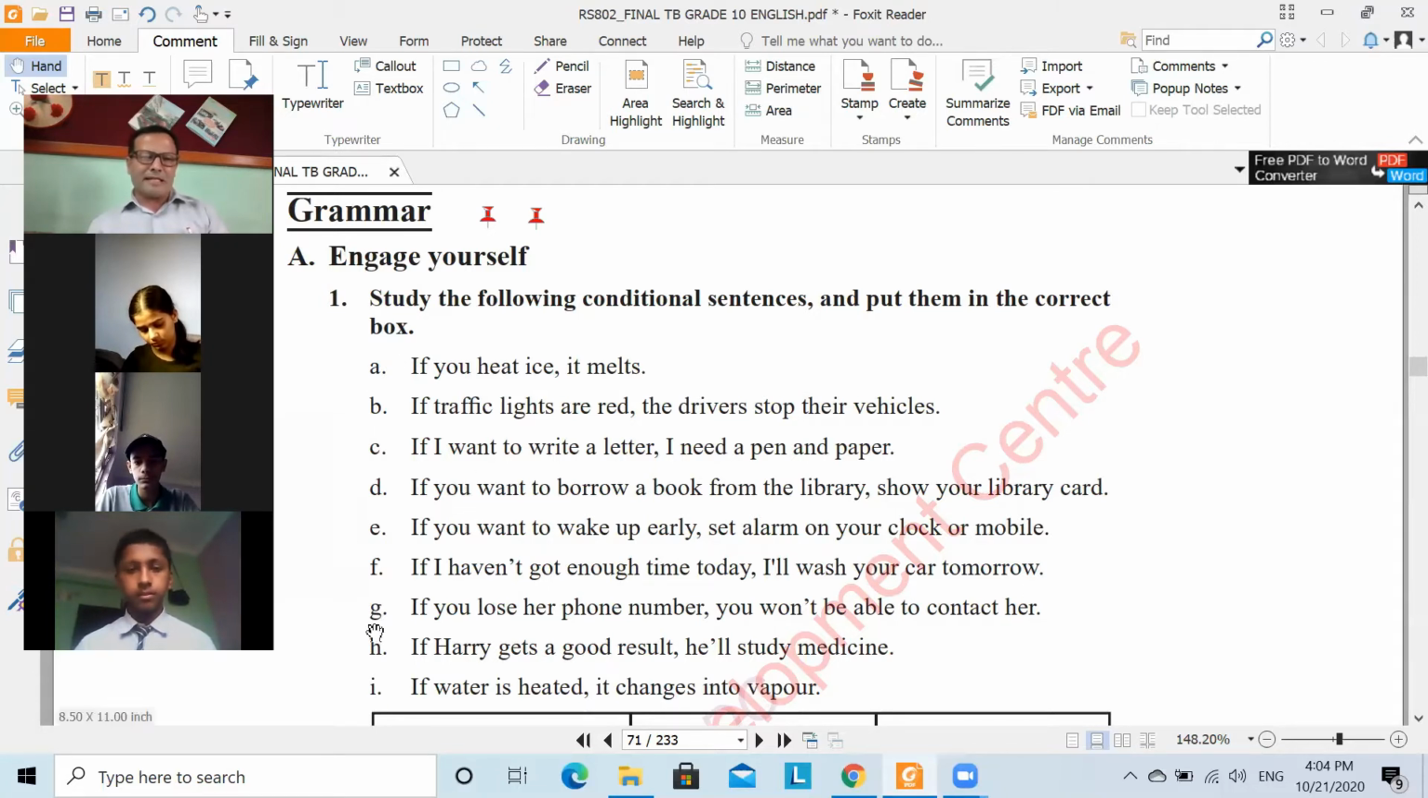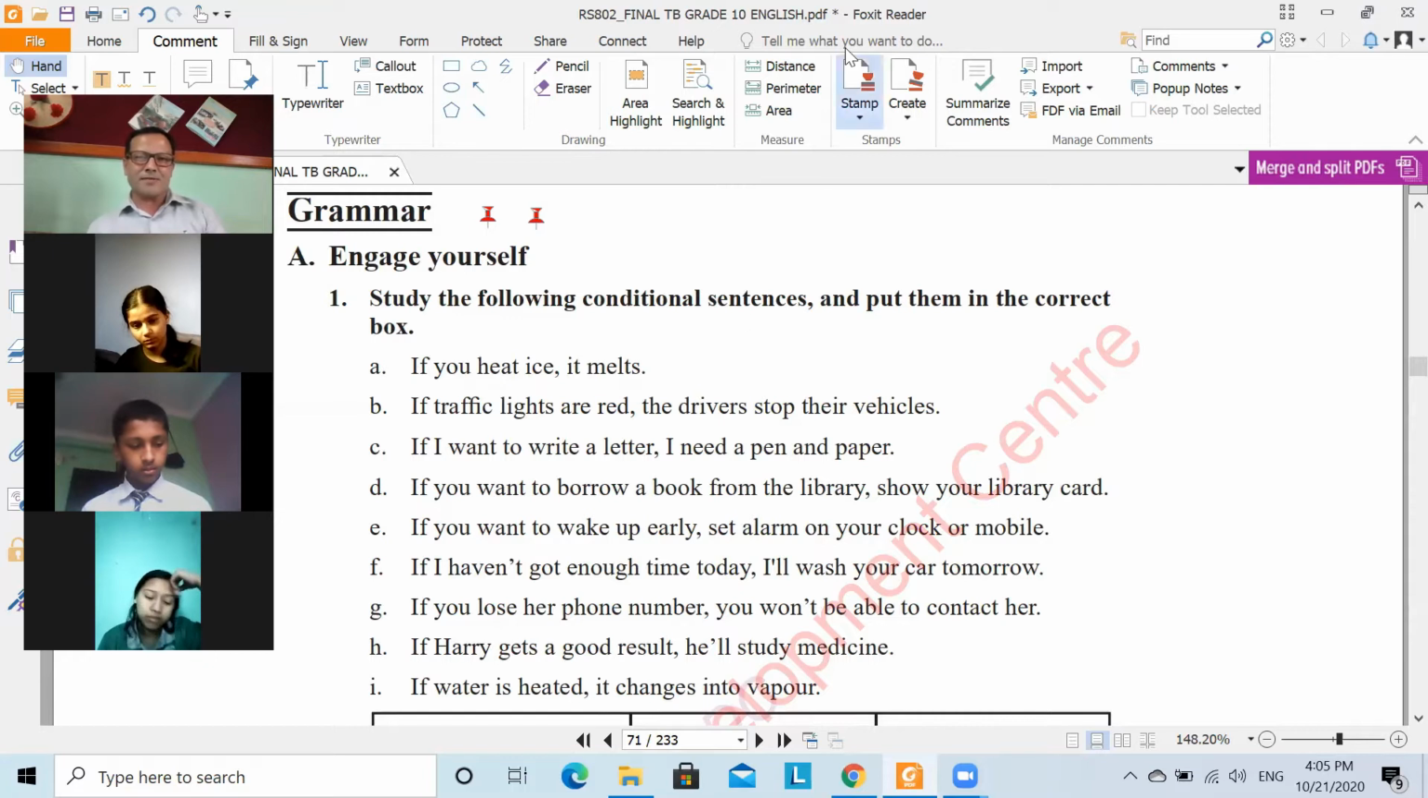If we see all these sentences, in each sentence there are two clauses, isn't it? See the first one in A: if you hit ice, it melts. It has two clauses. One is attached with "if": "if you hit" is the first clause. And the next one, "it melts," is another clause. The clause that is attached with "if" is known as the if clause, and the next one is known as the main clause. Here "it melts" is the main clause.